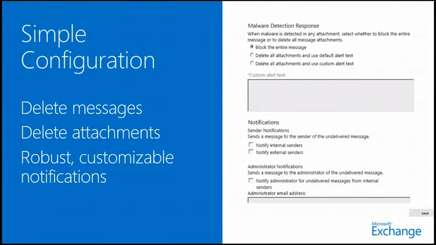So it's simple to configure. Sender notifications are sent right here. The admin notifications are sent here. So we can simply set, okay, the sender or the recipient will get notifications, and the administrator or administrators will get notifications. We can say block the message. Let me highlight that. We can block a message, or we can delete the attachments, or use a custom alert.